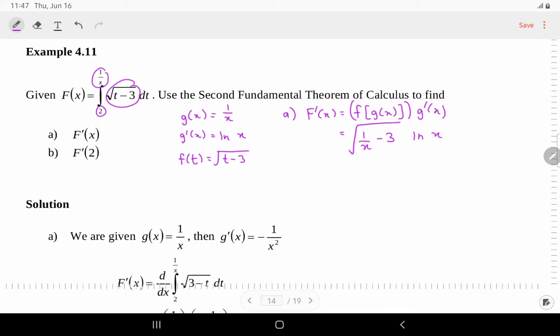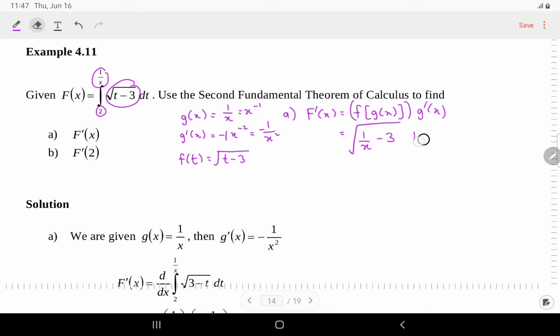Oh sorry, here is wrong. Our g prime is not ln x. If we integrate 1 over x it becomes ln x, but if we differentiate 1 over x it does not become ln x. It is wrong here. So here it equals x to the power of negative 1. To differentiate it, negative 1 times x becomes negative 2. So it is equal to negative 1 over x square. So this is our g prime x.